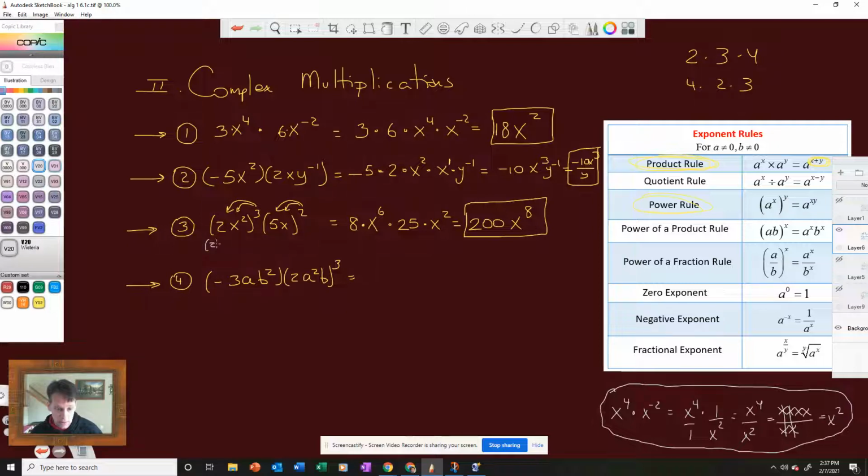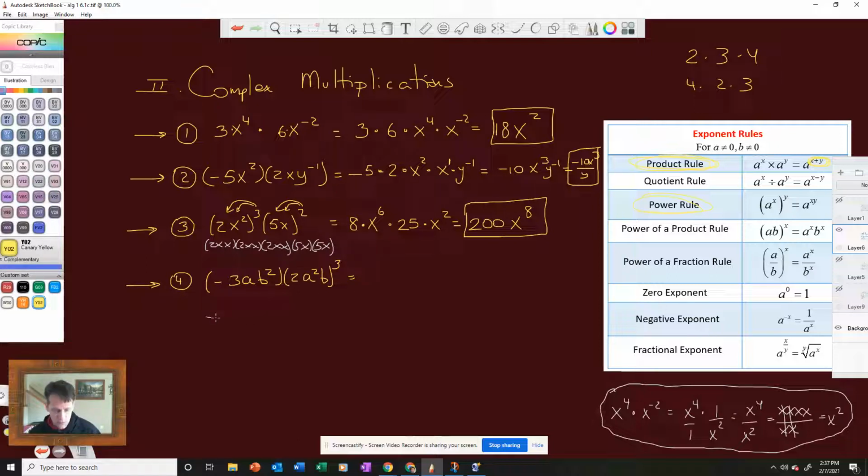You could say this is 2xx, that's what's inside, and it's being cubed, so I'm going to write it 3 times. And this is 5x, and it's being squared. And there, you can count the x's, see? There are 8 of them. And you can also see that 2 times 2 times 2 times 5 times 5 is going to be 200. You might need a calculator for that, but you could do it. Okay, let's see what about this one.